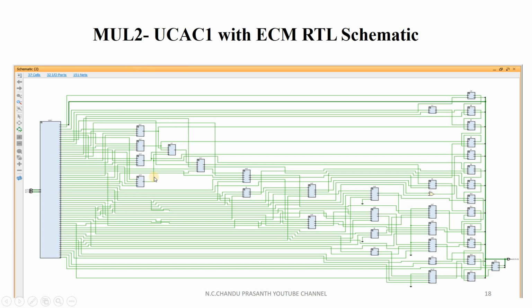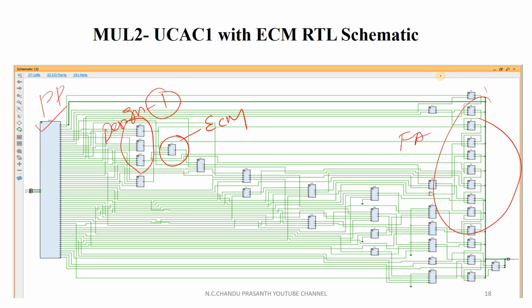This is the multiplier 2 RTL schematic. When you observe this multiplier and this multiplier, here we have the error correcting module. All these are design 1. This is the partial product generation block. All these are full adders, this is a half adder, and all these are exact 4-2 compressors, like this.